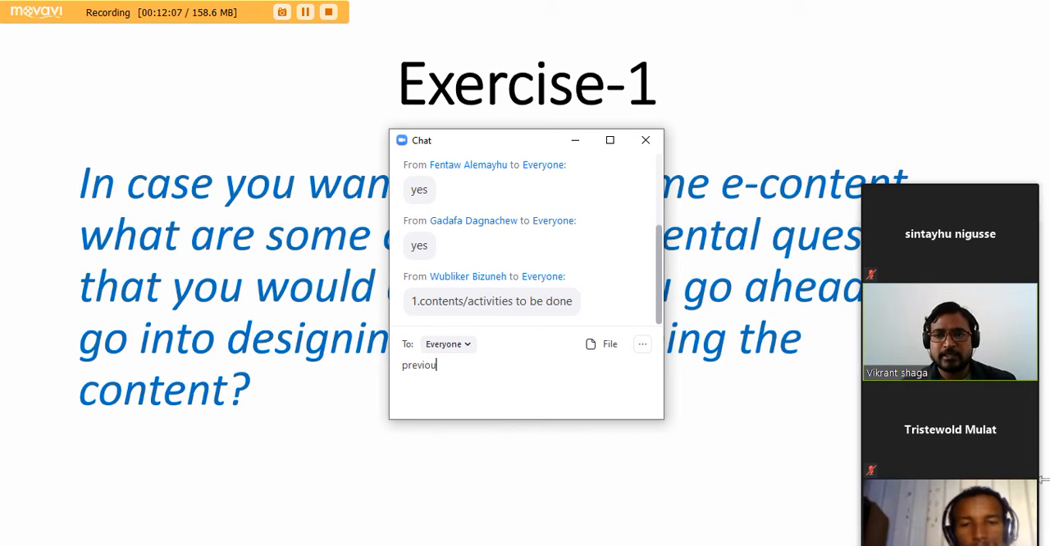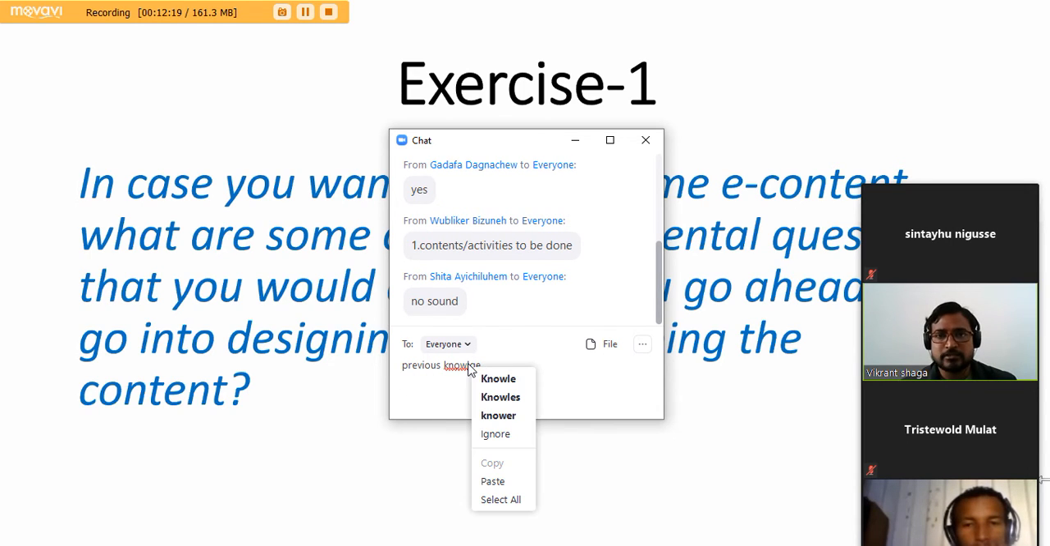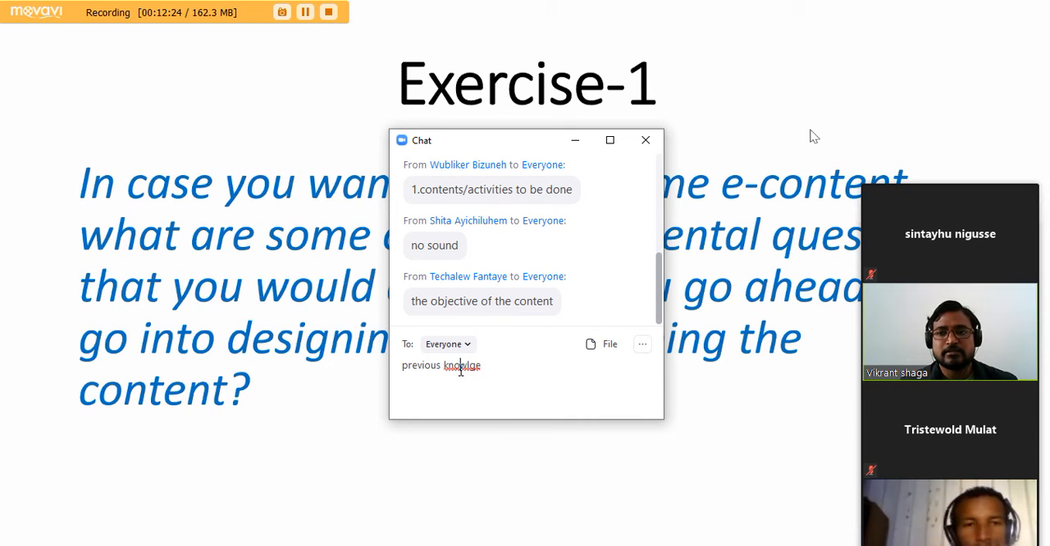Blicker is telling contents and activities to be done. Okay, so that's what the question is. Before designing the contents, what are the questions that you have to ask? What are the fundamental questions? The objective of the content, correct? What is the objective of the content? That must be one of the questions.